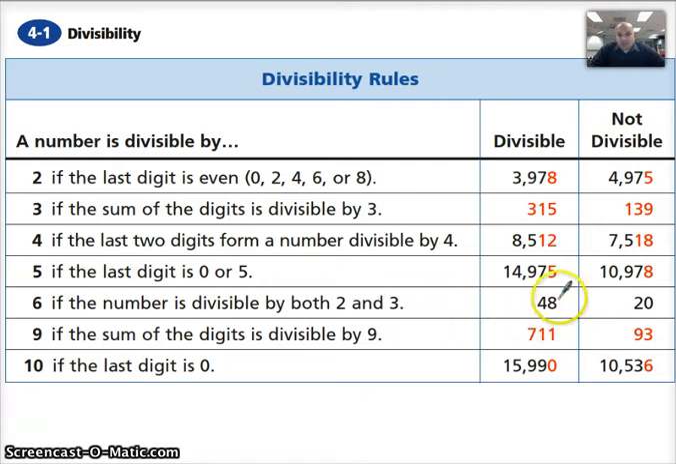And 3 goes into 12, so 3 is a factor of 48. Both 2 and 3 are factors of 48. Thus, 6 is also a factor of 48.